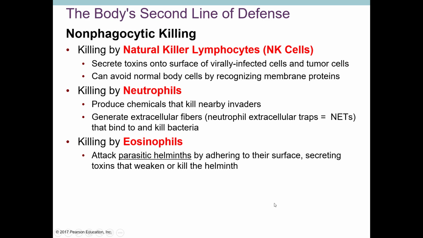Okay, so continuing with the second line of defense, there are cells that are phagocytes, and they kill by phagocytosis, by surrounding a cell or a pathogen and then creating a vesicle, a food vacuole, if you will, which then fuses with the lysosome. And the lysosome, by the way, is an organelle.